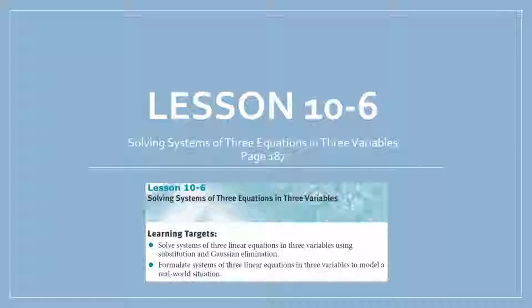Hi guys, welcome to lesson 10.6, picking up on page 187 in your book. We've got two objectives here. We want to be able to solve systems of three linear equations in three variables using substitution and/or Gaussian elimination. And we want to be able to formulate, in other words, come up with by ourselves, systems of three linear equations in three variables to model a situation. And then obviously we'll use those first skills, substitution or Gaussian elimination, to solve it.